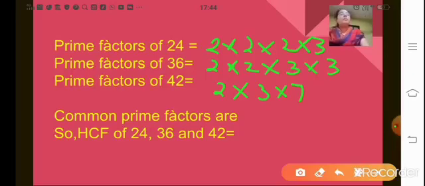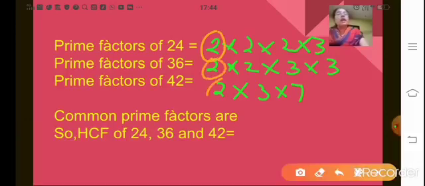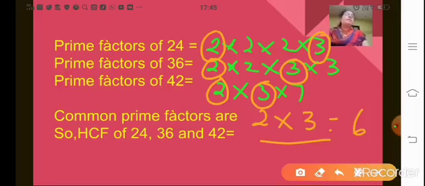Now, what are the common prime factors in all the three numbers? Yes, so here we have 2 and 2 common. So common factors are 2. Any other common factor? Yes, the number 3 is common in all the three numbers. So 2 into 3, 2 threes are 6. So what is the HCF of 24, 36 and 42? That is the number 6.